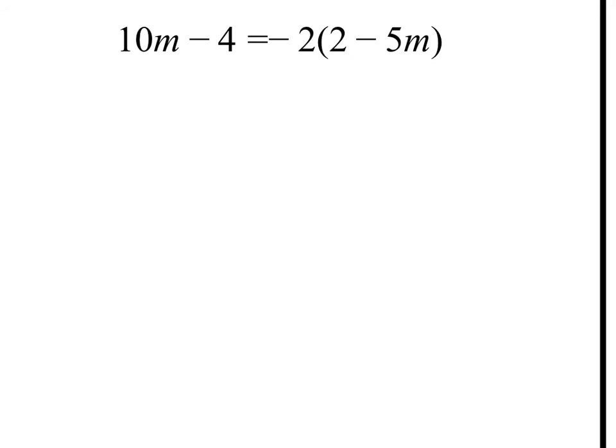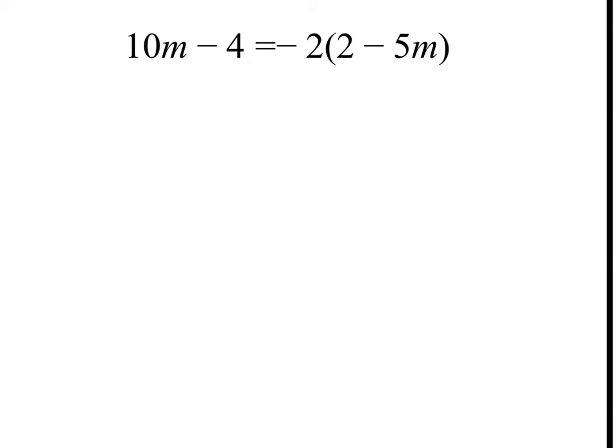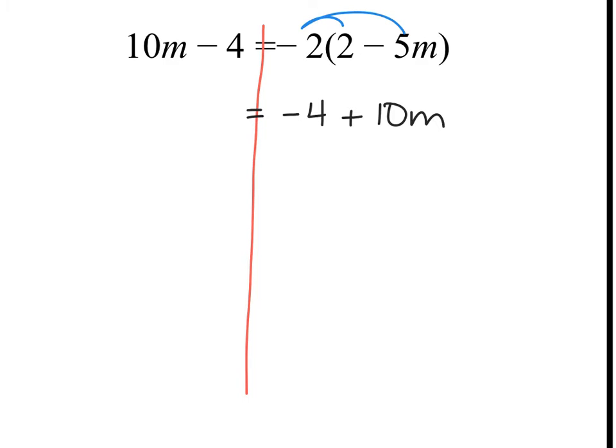So the last one was no solutions. This one, we'll see what it is. I draw that balancing line down the middle, and I check, can I distribute? I can. On the right-hand side, I get negative 4, and then negative 2 times negative 5m is positive 10m. Bring down the stuff on the left, and now we'll keep going.